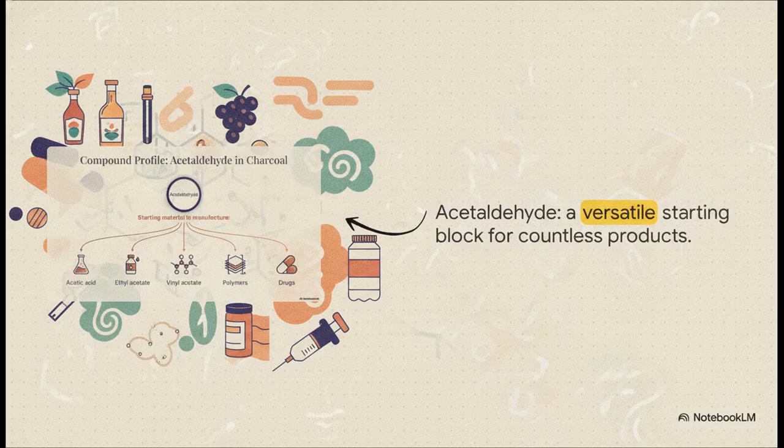And acetaldehyde? Oh man, this one is a perfect example of a chemical's starting block. Just look at it, sitting right there in the middle. From this one single molecule, chemists can go on to make a whole world of products. We're talking everything from acetic acid, which is basically vinegar, all the way to plastics, polymers, and even life-saving drugs. It's amazing, one simple molecule just branching out into countless different things.